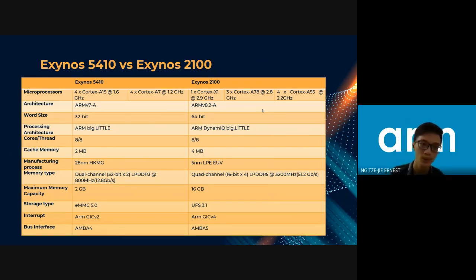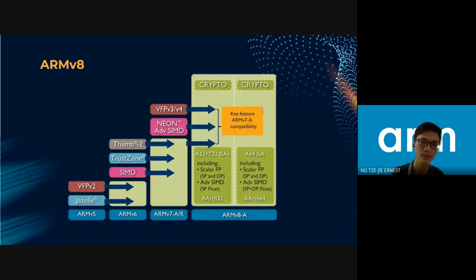This diagram shows the changes of the ISA from version 5 to version 8. The features added to version 8 are the introduction of AArch32 and AArch64 execution states. The AArch32 state supports the A32 and T32 instruction sets that use 32-bit registers for processing, and the AArch64 supports the A64 instruction set that uses the 64-bit registers for processing.